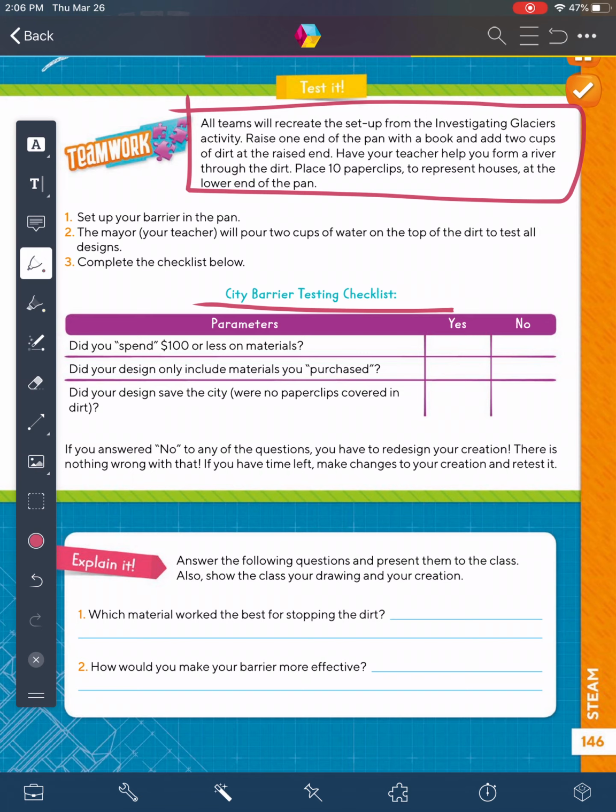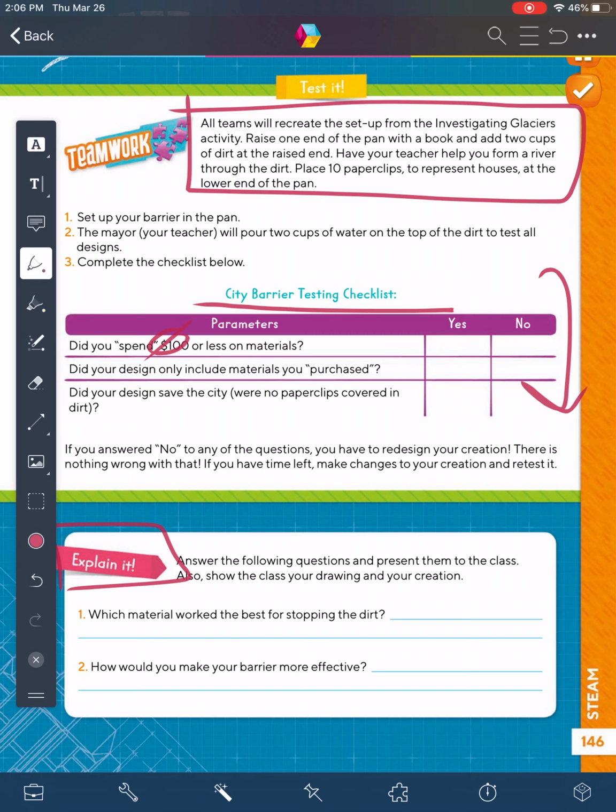Okay, remember that I changed the parameters of your experiment, of your project. So forget about this budget, but think that you didn't spend anything. Okay, if you had to buy something, you didn't fill the parameter. If you did it with the things you had at home, okay, then you didn't spend any money and you can check mark on yes. Okay, so complete this checklist and explain your solution.